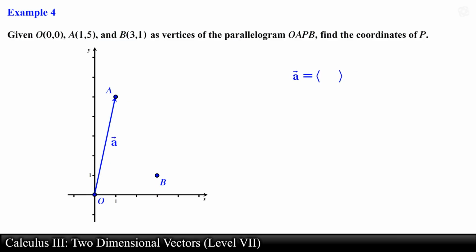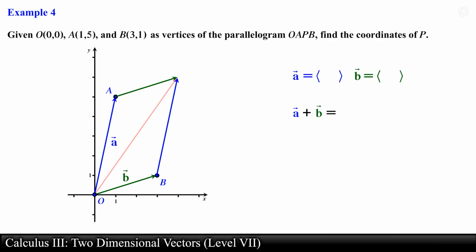The second vector starts at the origin and ends at point B. Let's label this vector as vector B. Notice that if we were to add these 2 vectors by using the parallelogram law, we would obtain a resultant vector that starts at the origin and ends at point P. We can then use the components of the resultant vector to find the coordinates of point P, since it represents the terminal point of the resultant vector.